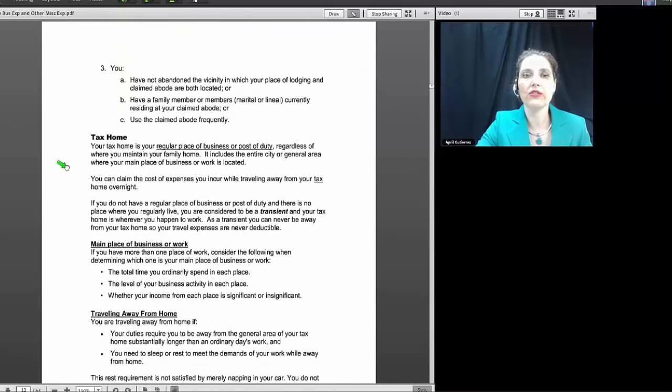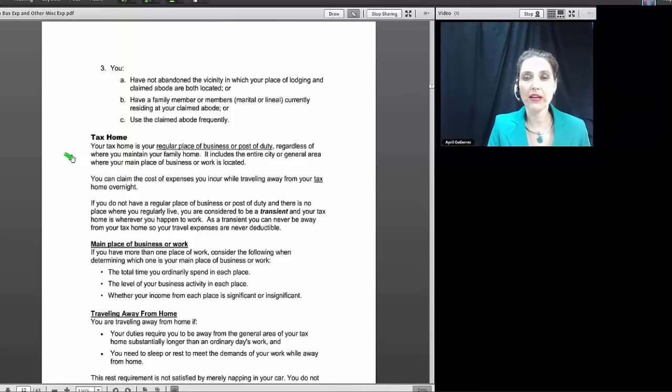Your tax home is your regular place of business or post of duty, regardless of where you maintain your family home. It includes the entire city or general area where your main place of work or business is located. So for most people, tax home and family home are one and the same. But it is entirely possible to have a family home in a different place than your tax home.